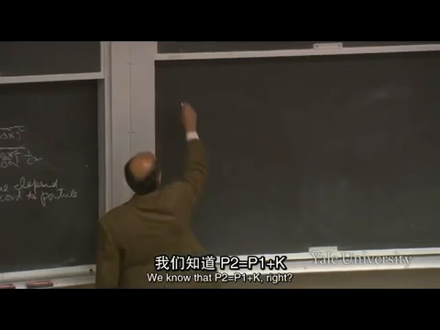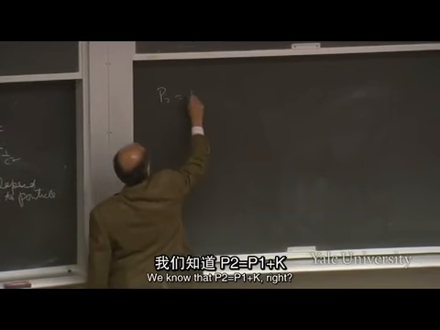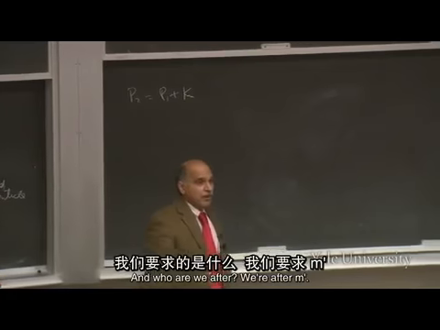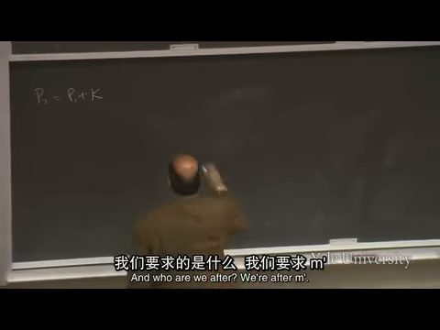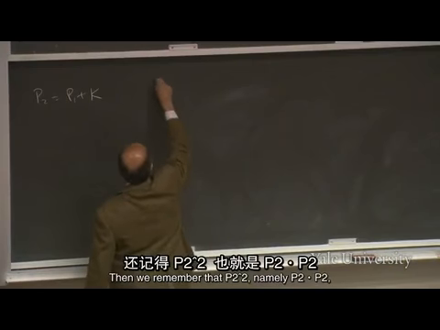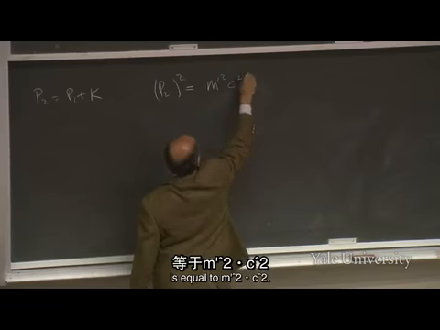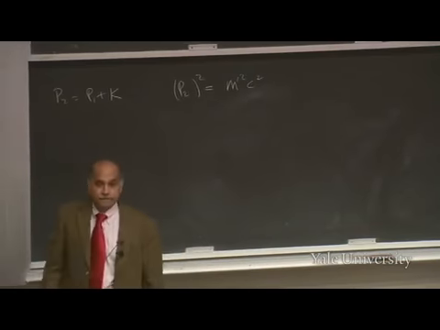We know that P2 is P1 plus K, right? And who are we after? We are after m prime. Then we remember that P2 squared, namely P2 dot P2, is equal to m prime square c square. Yes?